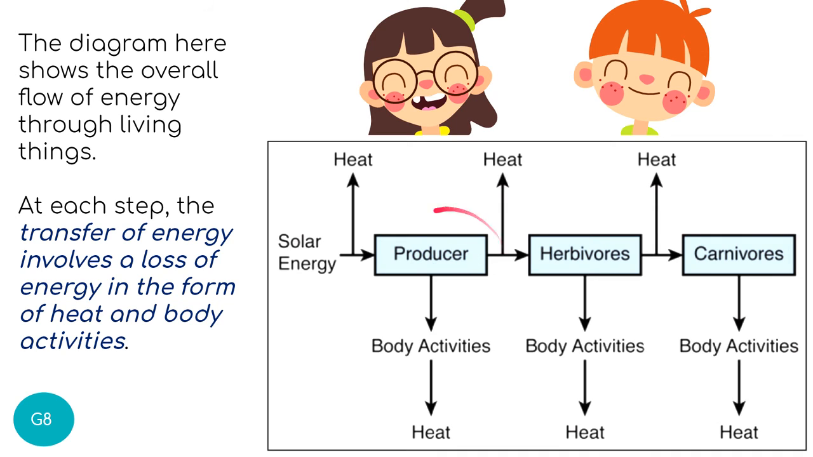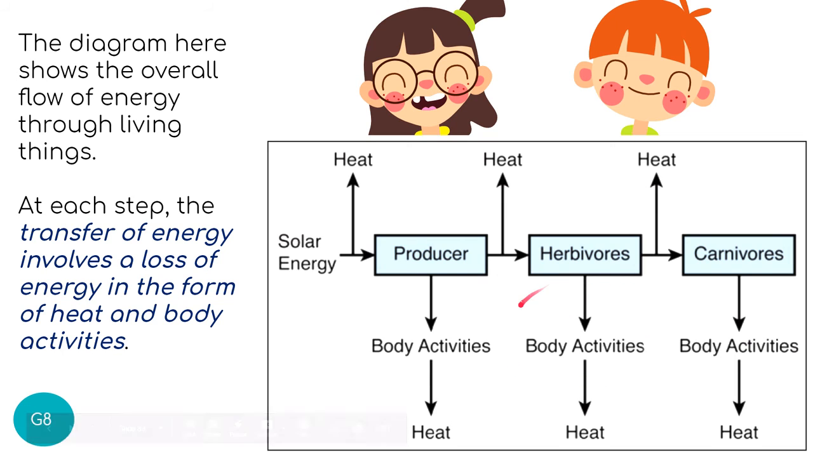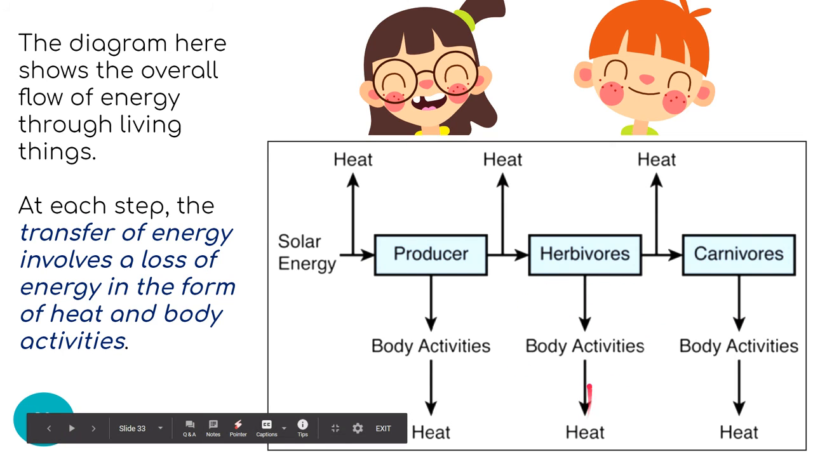So not all producers are eaten, so some die along the way. So that also gives off heat as a byproduct. Not all are eaten, but those that are eaten are used by the herbivores to perform cellular respiration by their mitochondria. And then as they perform their body activities, running, reproducing, respiration, circulation, and all that, they also give off heat as a byproduct. Now, not all herbivores are eaten by carnivores.